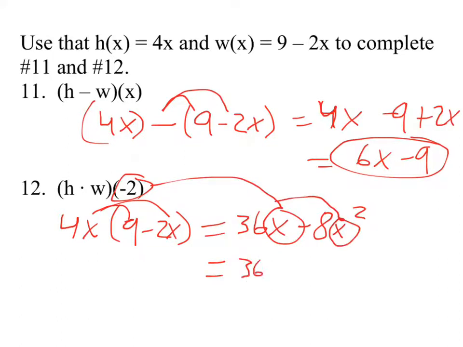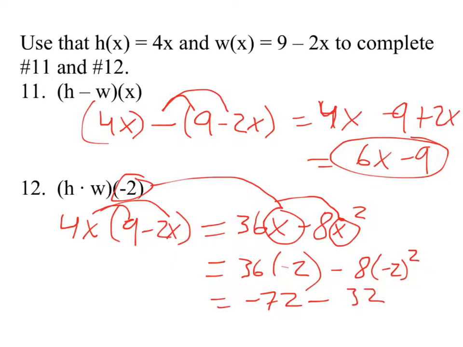So I'm going to get 36 times negative 2, minus 8 times negative 2 squared. Well, negative 2 squared is just 4. 36 times negative 2 is negative 72, minus, that's 4 right there, and 8 times 4 is 32. Negative 72 minus 32 is going to give you negative 104. Ta-da! There's that one.